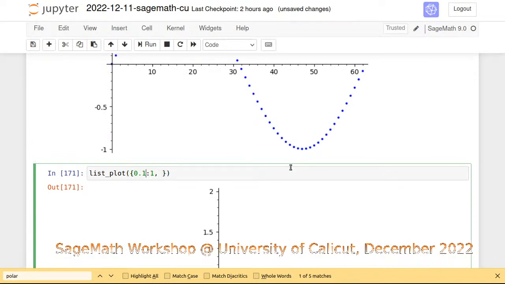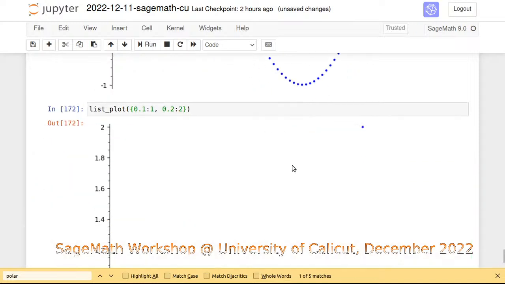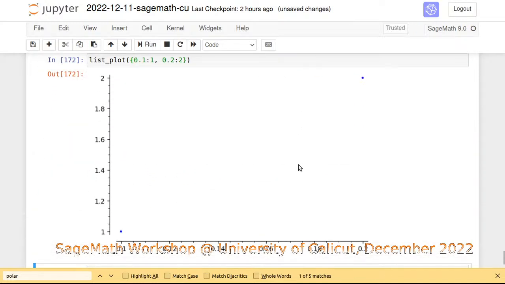So here I am specifying x colon y, and this is known as a dictionary, not actually a set. This notation, when we use colons inside, is known as a dictionary in SageMath as well as Python. So this is a dictionary format. 0.2 corresponding to 2. Is it coming properly? Where is 2? Yes, 0.2 corresponding to 2.